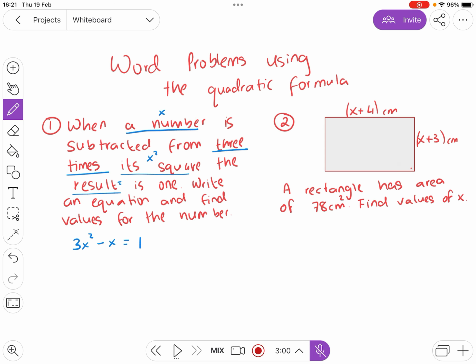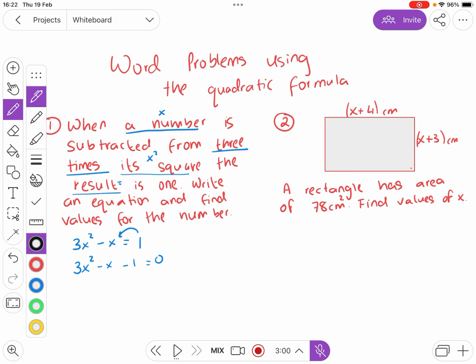Now when we're doing a quadratic equation, what we want to do is make sure it's equal to 0, because then we can use our minus b formula. So I'm going to take that 1 that's on the right hand side and move it to the left hand side. So it'll become 3x squared minus x minus 1 equals 0. And now we're ready for our minus b formula.